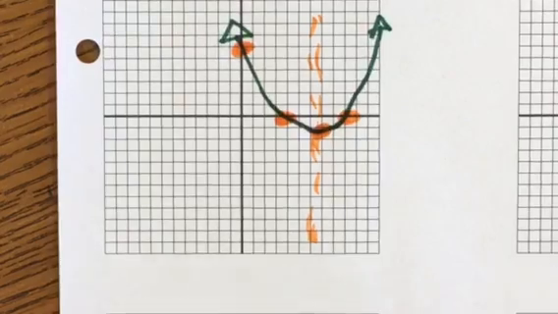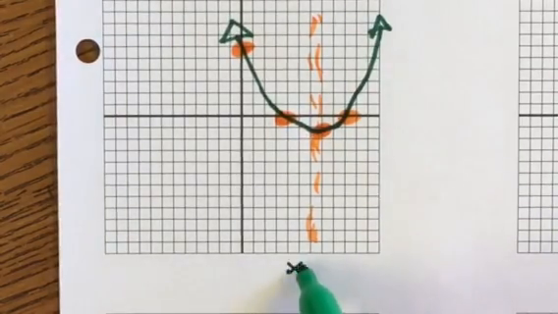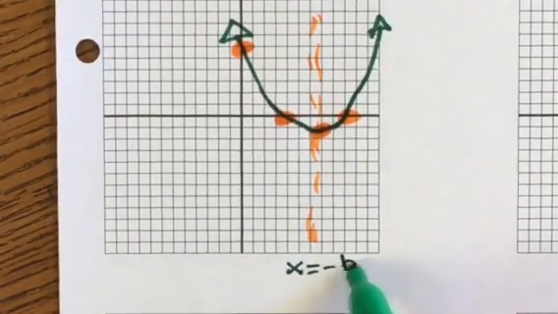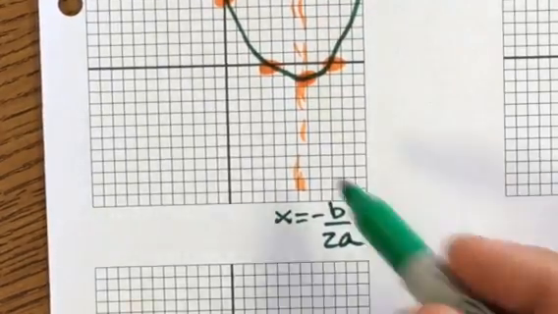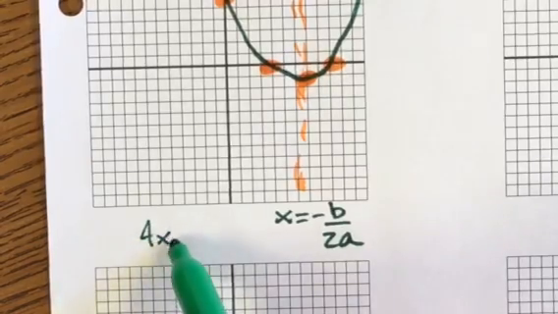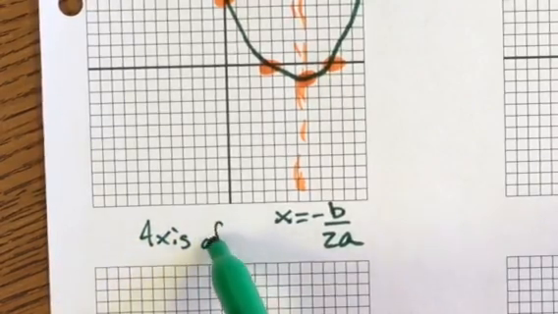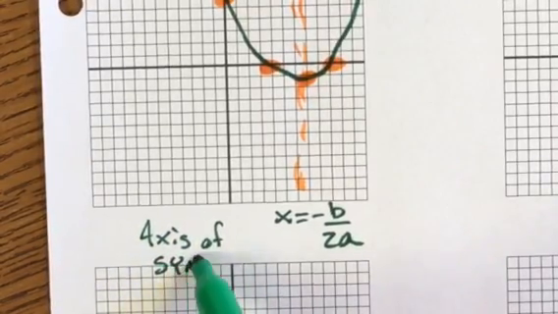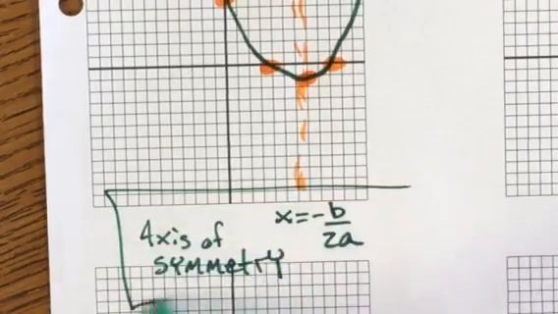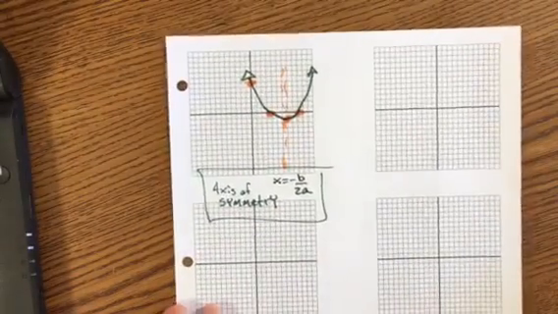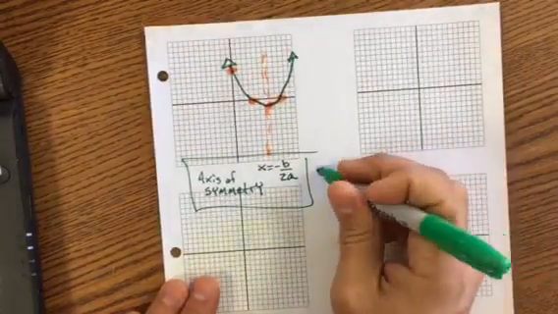There are a couple of equations. For the axis of symmetry, it's x equals negative b over 2a. So that's how we find the axis of symmetry. Let me zoom out. There we go. Axis of symmetry is negative b over 2a.